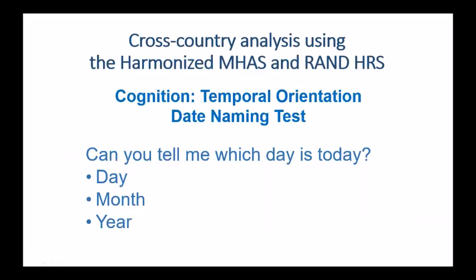So the cognitive measure that we're going to be using is called a temporal orientation measure. It's one aspect of cognition. In particular, both the HRS and the MHAS ask the same set of date naming questions. So the question is, can you tell me which day is today? And then the respondent is asked to list the day, the month, and the year. So we're going to be using this to gauge cognition. This is, of course, one very small measure of cognition. Both the HRS and the MHAS have lots of cognitive measures. But for this simple analysis today, we're going to keep it simple and just use these three questions together as one measure of temporal orientation.